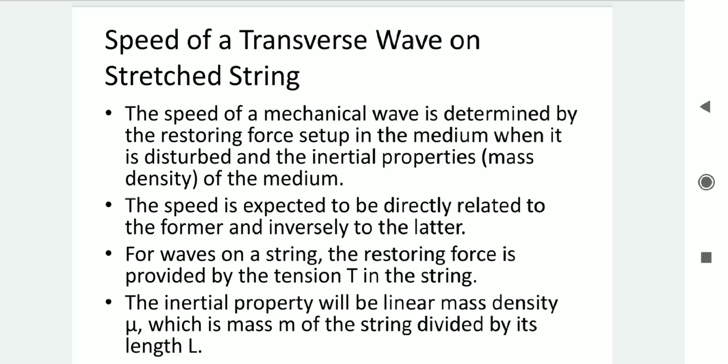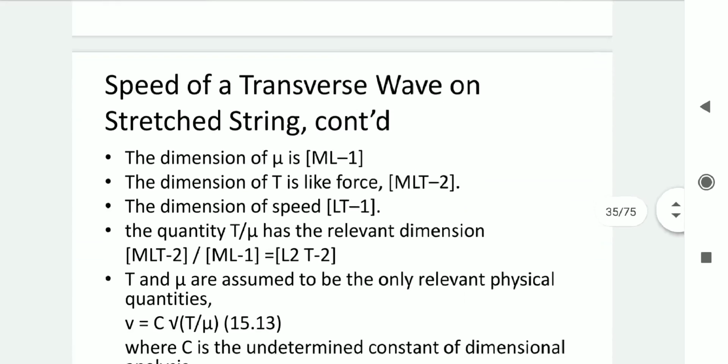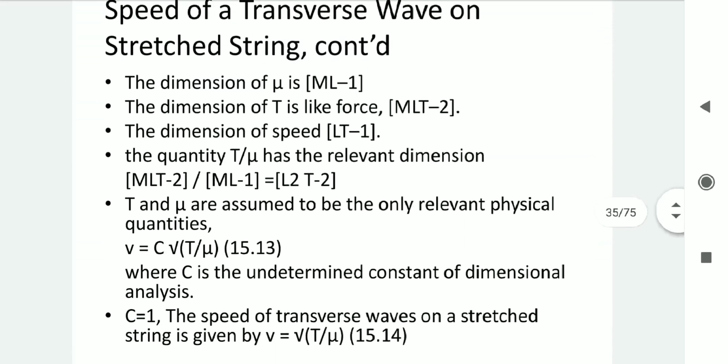So here the dimension of mu, the mass density, is M L raised to minus 1. The dimension of tension force T is M raised to 1, L raised to 1, T raised to minus 2. And the dimension of speed is L raised to 1, T raised to minus 1. So the quantity T by mu, the tension by mass density, has the dimension M raised to 1, L raised to 1, T raised to minus 2 divided by M raised to 1, L raised to minus 1, which will give you L raised to 2, T raised to minus 2.